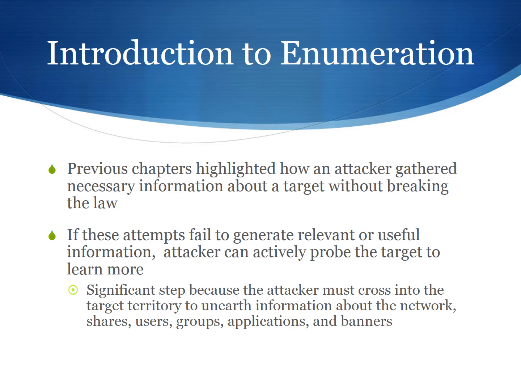Introduction to Enumeration. Previous chapters highlighted how an attacker gathered necessary information about a target without breaking the law. If these attempts fail to generate relevant or useful information, an attacker can actively probe the target to learn more. This is a significant step because the attacker must cross into target territory to unearth information about the network, shares, users, groups, applications, and banners.